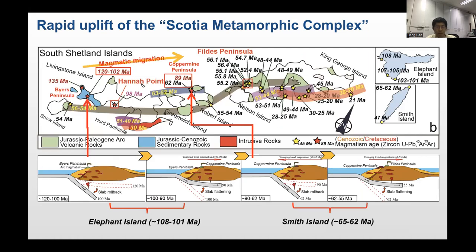We found that the Elephant Island occurred at a time when the magmatism stopped migration, but then the eastward migration of the magmatism resumed, and the Elephant Island outcropped. A similar circumstance occurred at the Smith Island. You can see the magmatism did not change its place during about 90 million years and 62 million years. And then the magmatism experienced an eastward migration since about 62 million years.